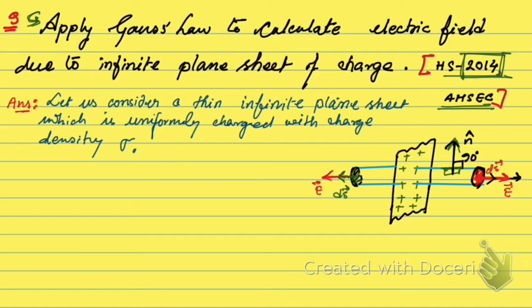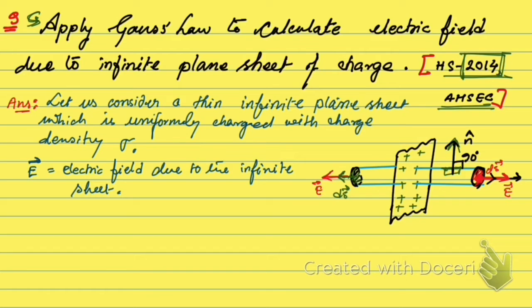Okay, now suppose we are to find electric field due to, so electric field, let me consider that E vector is the electric field due to the infinite sheet. Right, infinite sheet. Okay.